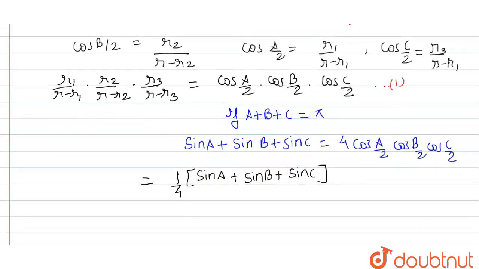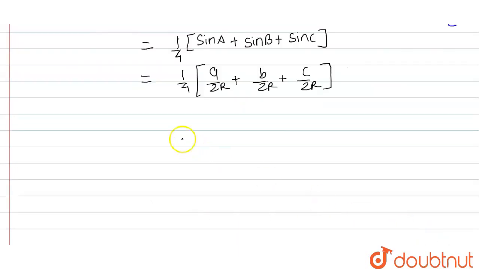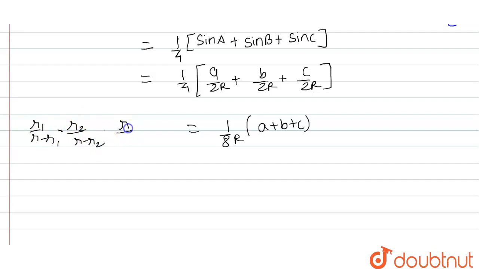Now from the sine rule we know sine a, sine b, sine c are a upon 2r, b upon 2r and c upon 2r. So it will become 1 upon 8r into a plus b plus c, that is, R1 upon R minus R1 into R2 upon R minus R2 into R3 upon R minus R3, which is what we needed to prove. Alright, thank you.